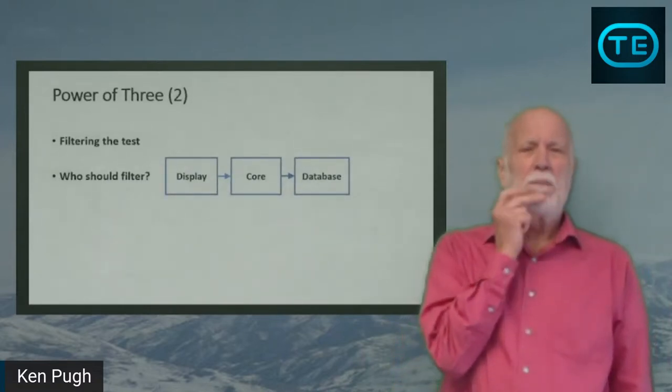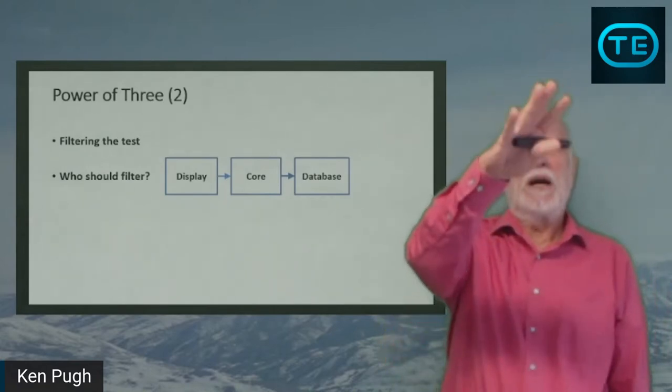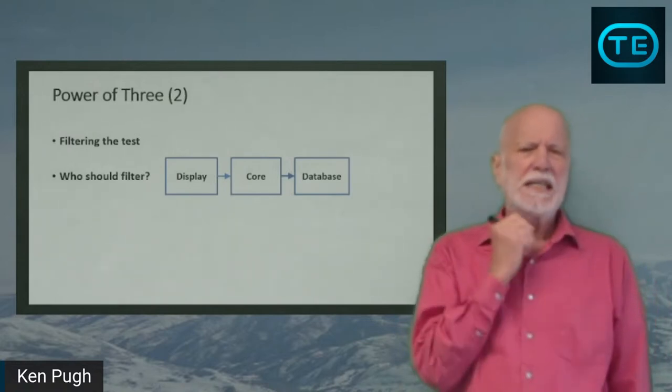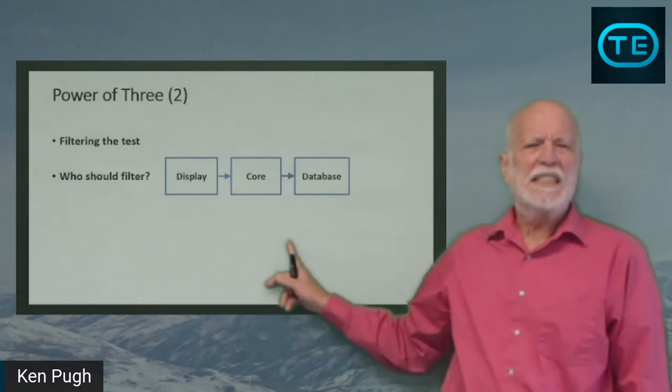Oh, how about doing filtering? Turns out if we have so many tests, maybe we only want to see the ones that have failures in them. So we don't want to see everything. Display, core, or database?